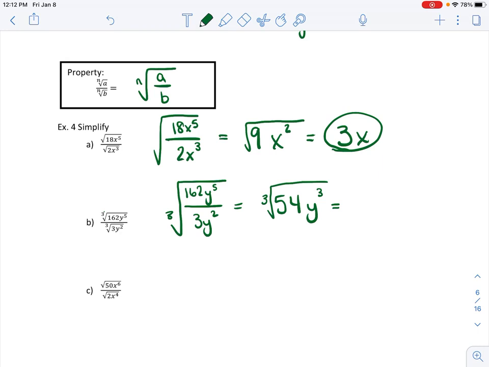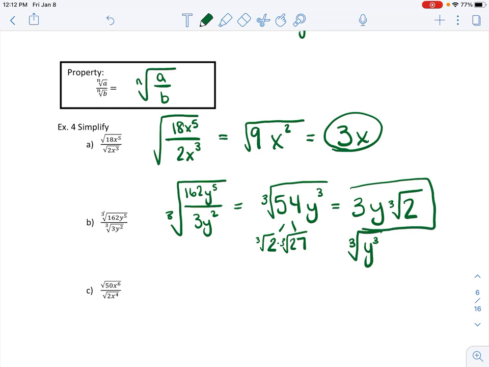So the cube root of 54 is not a perfect cube. I'm going to go ahead and separate this out to 2 and 27. Now, we know 27 is a perfect cube, or hopefully you know that. So we can go ahead and say that the cube root of 27 is 3. That will come out to the outside. We can't reduce the cube root of 2, so that'll stay on the inside. And then the cube root of y cubed is actually just y. They also cancel out, like the previous squared problem. So those cancel out, and you're left with just y.